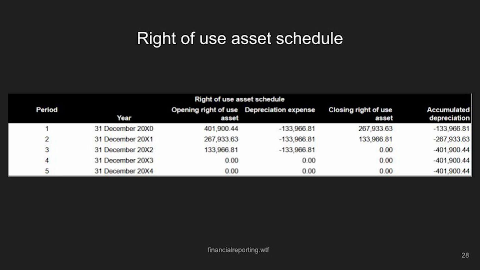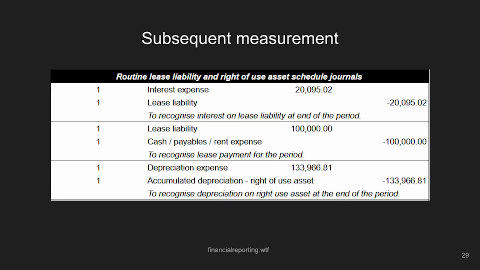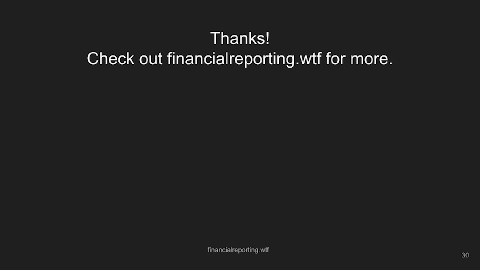Each period we can debit depreciation expense and credit accumulated depreciation right-of-use asset. Journals can be posted based on the schedules prepared. As an example, the first period is shown. Each period, interest expense will be debited to expenditure, with the lease liability credited. The lease liability will be debited to the extent of the lease payment for the period, with the credit to cash, payables, or expenditure depending on the circumstances of the entity's accounting process. Depreciation will be debited to expenditure with accumulated depreciation on the right-of-use asset credited. And with that, we have appropriately accounted for termination penalties under IFRS 16 leases.